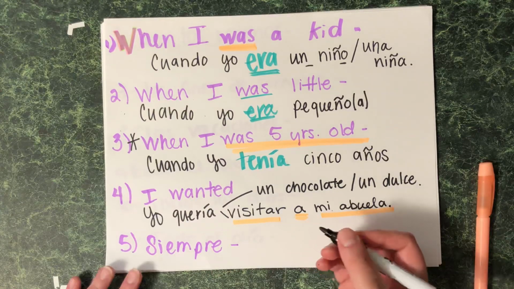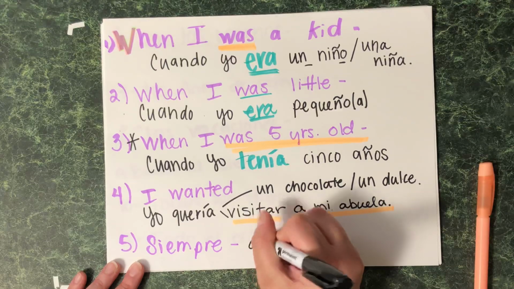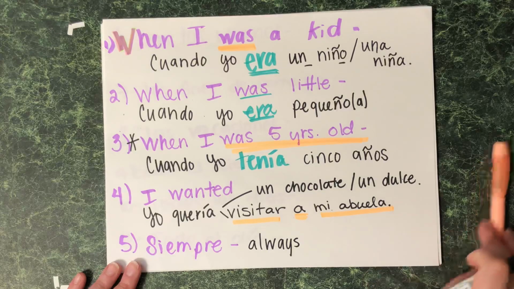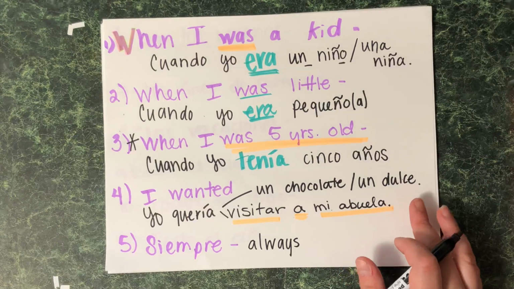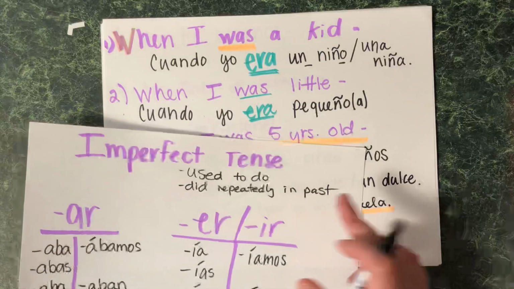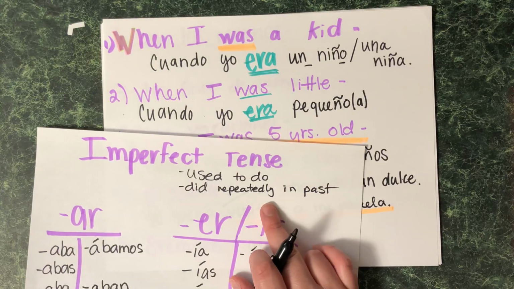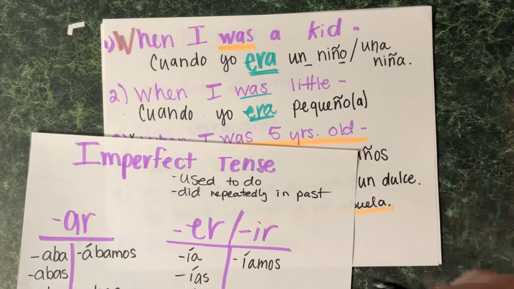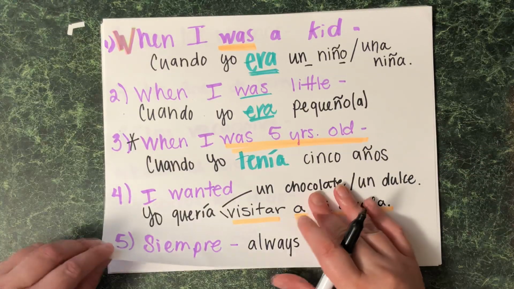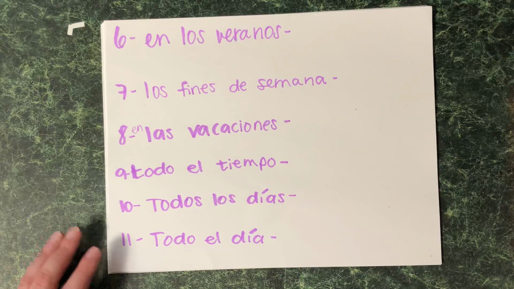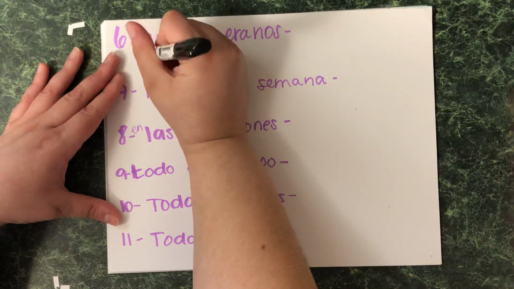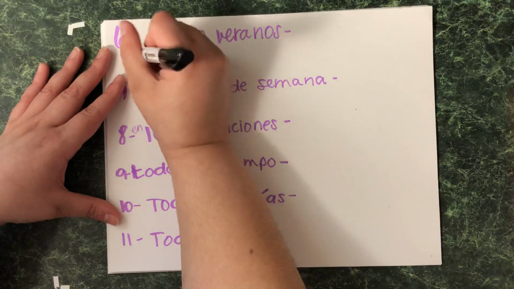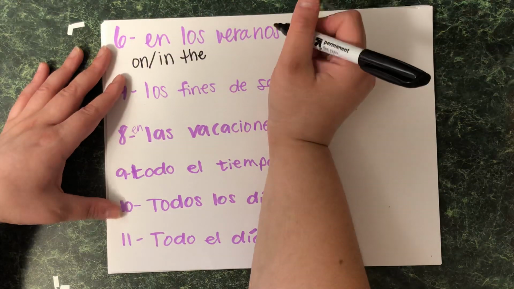Siempre. The word siempre means always. These are the keywords that will pop up with the imperfect tense. Why? Because the imperfect tense is used to say things that you used to do or did repeatedly. Always means that it was repetitive in the past. So we have always. En los veranos, you could say in the summers, in whichever way you say it.